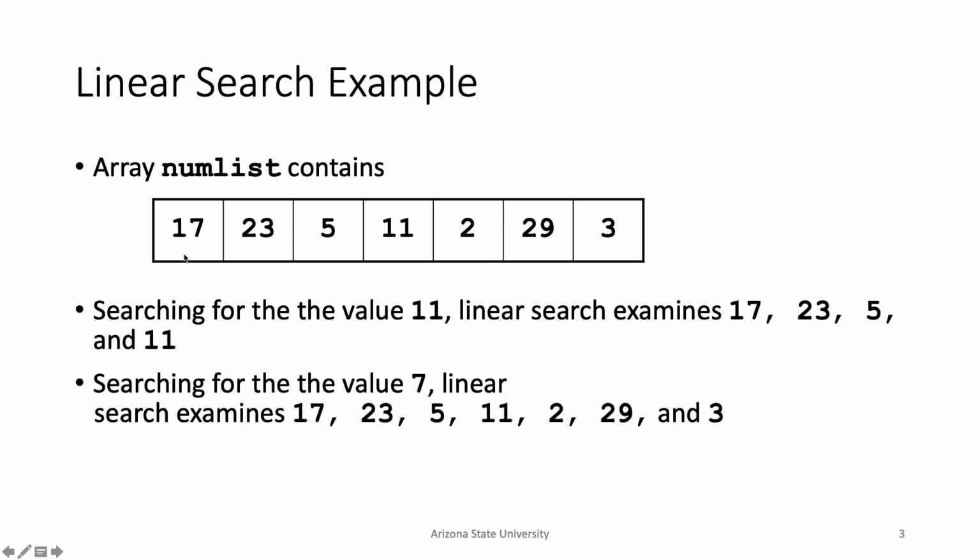No, because 17 is not equal to 11. So we move on to the next element. Is 23 equal to 11? No. Is 5 equal to 11? No. Is 11 equal to 11? Yes. So by that reasoning, is 11 in the list? Is 8 in the list? No, because you look at each one of these 7 elements, and none of them are equal to 8, and so it's not in the list.